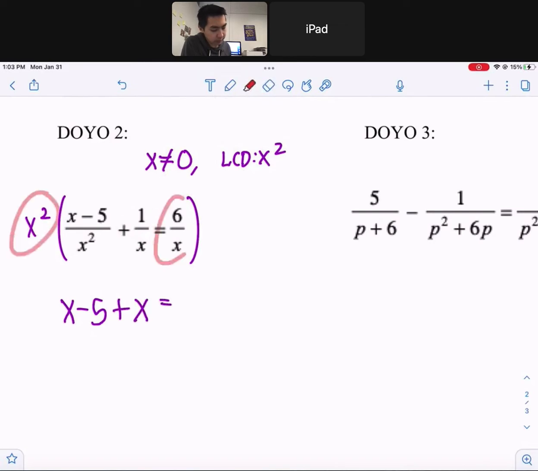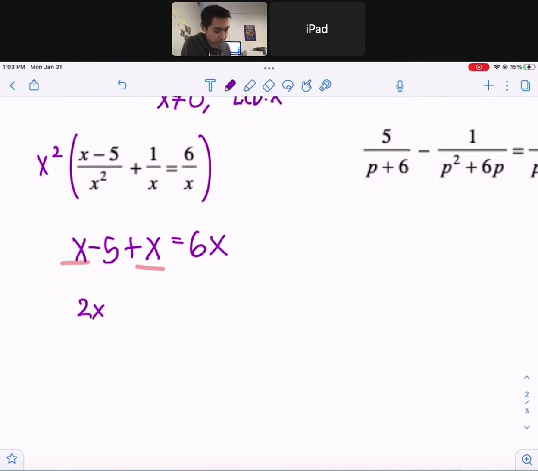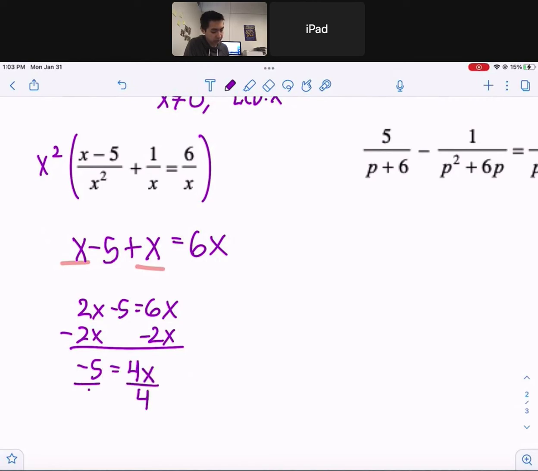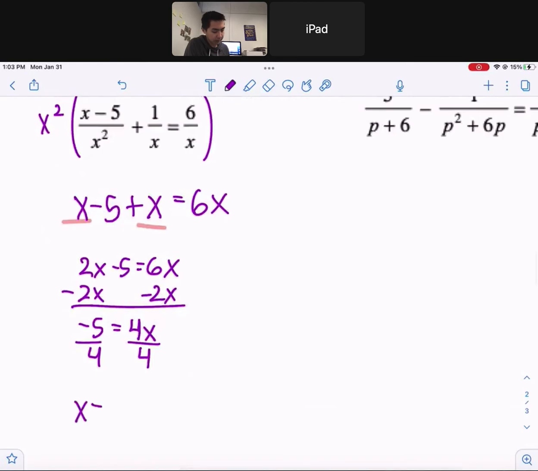And this times this, you guys, one x cancels from top and bottom, so we got x right there. So x times 6 is 6x. So combine like terms. So we got 2x minus 5 equals 6x. Now separate your variables from your constants. So I'm going to move my variables to the right-hand side because then my constants will be on my left and all my variables will be on my right. Divide both sides by 4. x is going to equal -5/4.